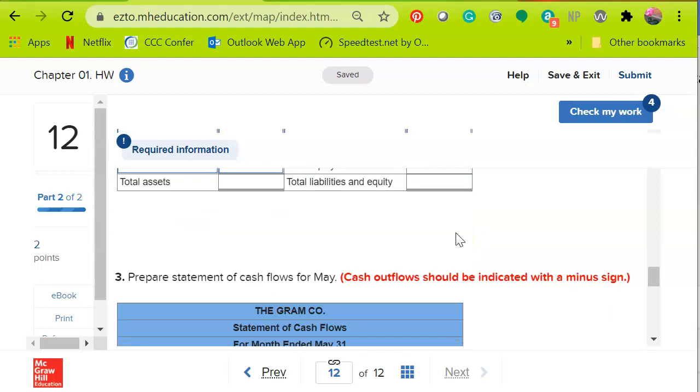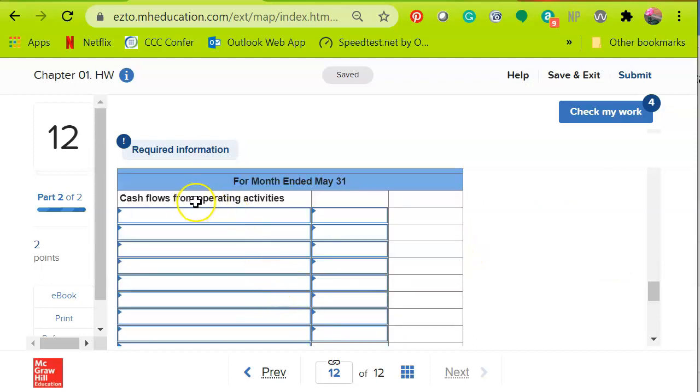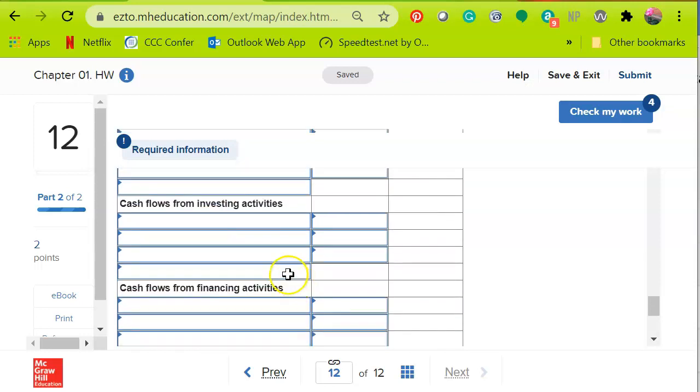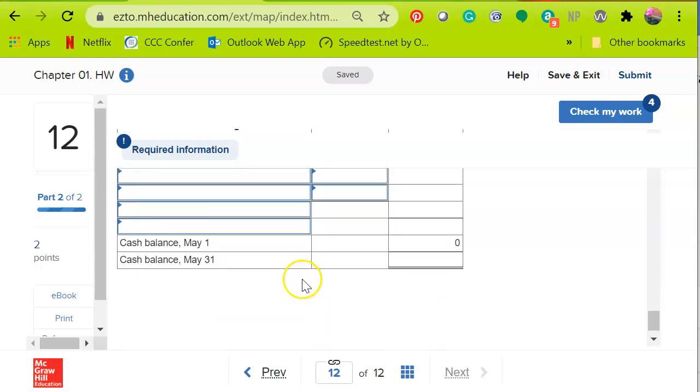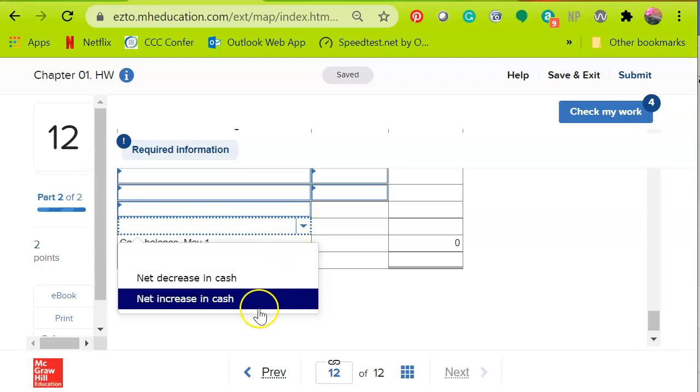You should know how to do the first 3. That was in the video. I'm not going to do a repeat of that. So you'll notice here it has cash flow from operating activity, cash flow from investing activity, and cash flow from financing activity. And then it has the balance as of May, which is the beginning of the period, and the May 31st.